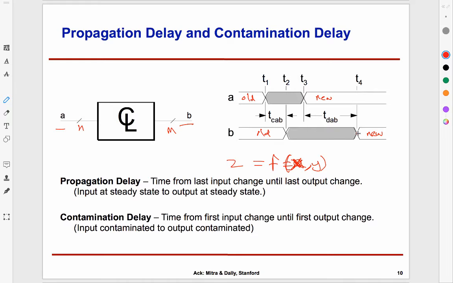Now, there are two very important definitions which result from it. One is T sub CAB and the other is T sub DAB. We refer to T sub CAB as the contamination delay, and its definition is the following: time from the first input change until the first output change. So the idea is that at T1 the input became contaminated, and at T2 the output became contaminated. It started changing. They haven't gotten the new values, but they started changing. So think of them as got contaminated. T1 through T2, that delay, we call contamination delay.